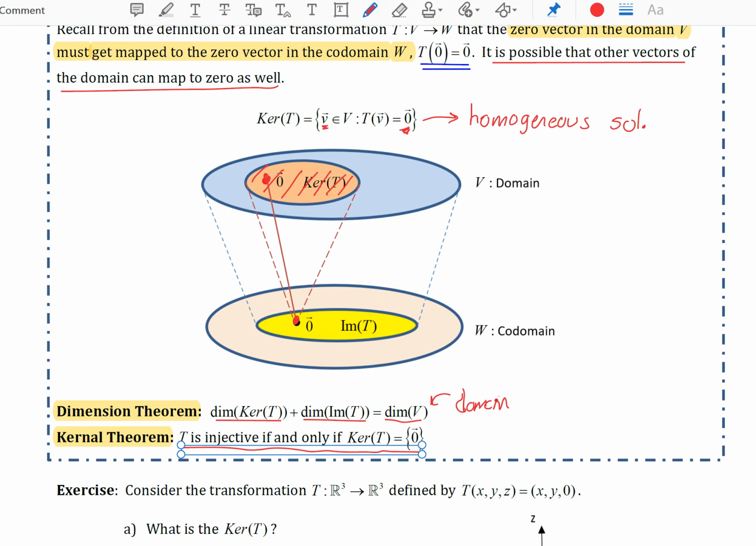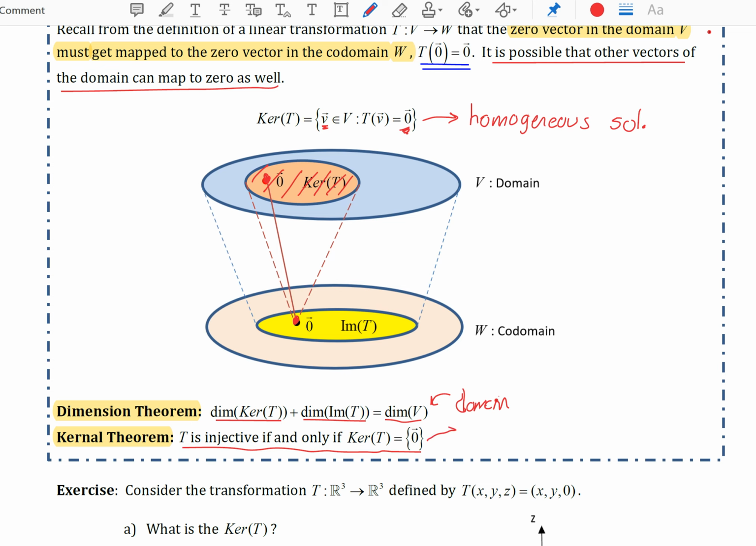Remember, to be injective, it means that different inputs have to give rise to different outputs. Here we're saying that if there's more than one thing that goes to the kernel, then this is not injective. However, if the only thing in the kernel is the 0 vector, then we would be injective.